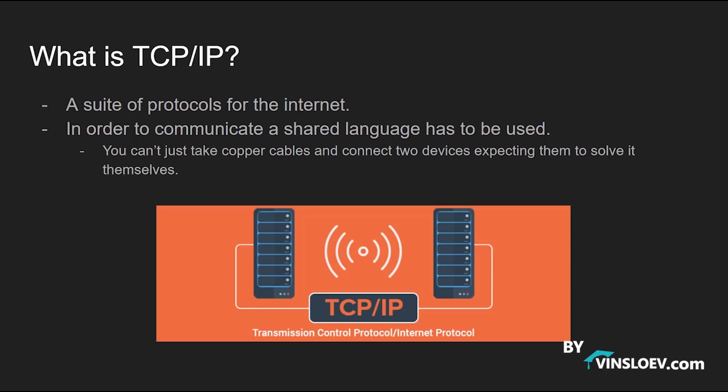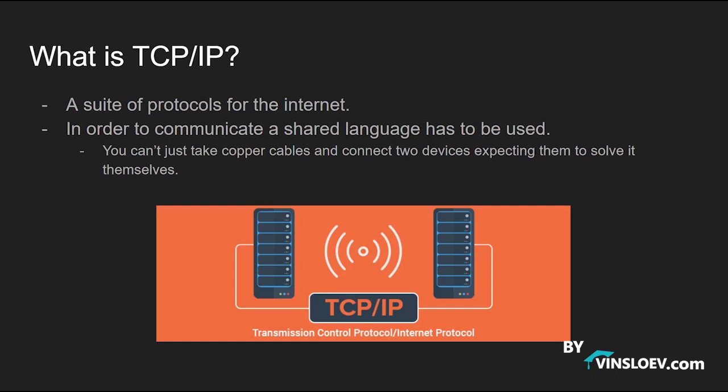What is TCP/IP? Well, this is a suite of protocols that is used on the internet to communicate, meaning that when we are communicating with other devices using the internet or a given network in general, we are using this TCP/IP protocol suite. So, this is a common language that devices have implemented such that they can talk to each other, because if we didn't have these common protocols, then two devices did not know how to communicate with each other, because you just can't take a copper cable and connect two devices and then expect them to figure this out on their own. They need some basic language that they both understand in order to communicate.